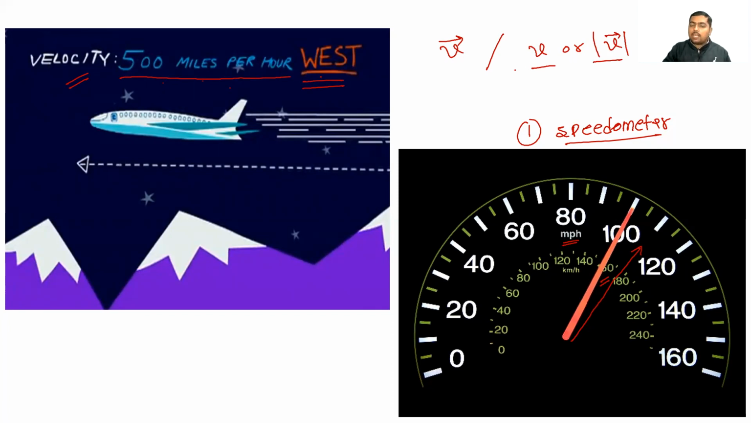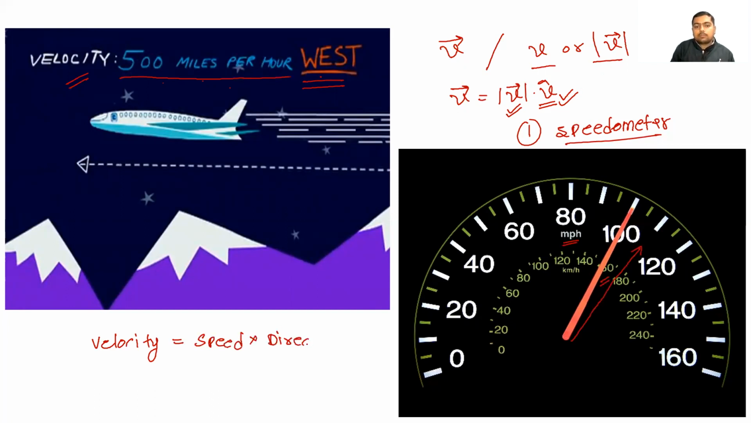What is speed? In a one line definition, we can say that speed is the magnitude of velocity. And v cap represents the direction. It is a unit vector. It represents the direction, while the magnitude represents the speed. So we can say velocity is speed into direction. When we add direction to speed, it becomes velocity. That's the simplest difference between speed and velocity.